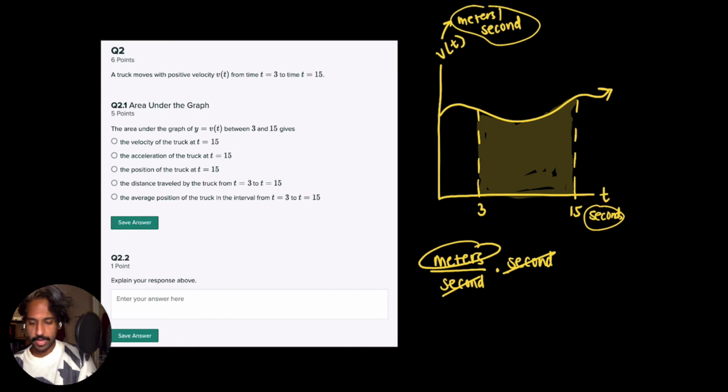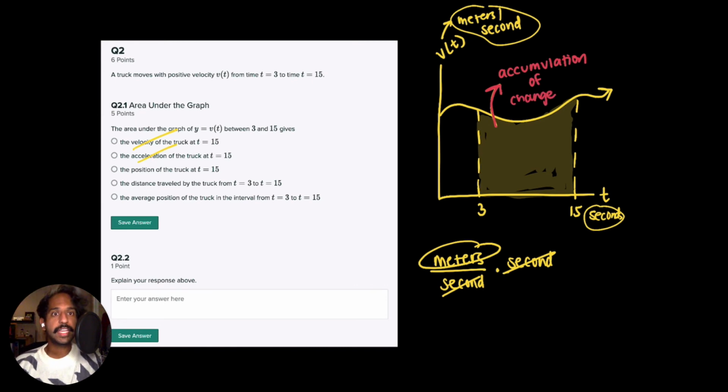And so I can say this one, velocity won't work, acceleration won't work, position might work, distance might work, and then average position also could work. But the final thing is, we want to remember what an integral even gives us, what an area under a curve gives us. And actually let me write this in a different color so I can emphasize this: what an area under the curve gives us is the accumulation of change.